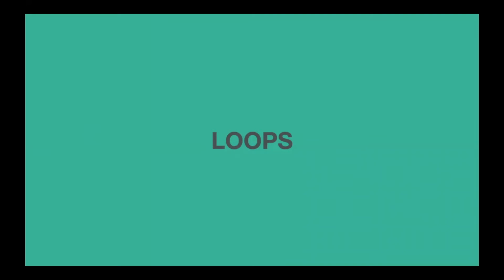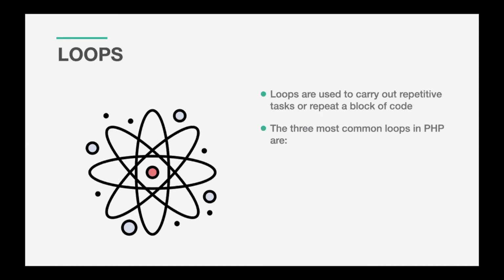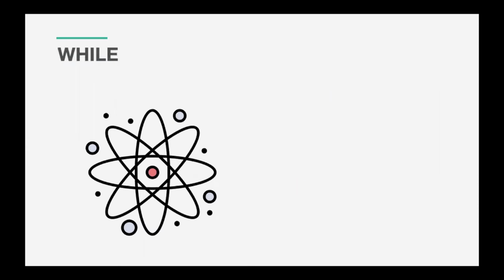All right, so let's go ahead and talk about loops now. So just like in JavaScript, PHP has loops, and loops are used to carry out repetitive tasks or repeat blocks of code. The three most common loops in PHP are the while loop, the for loop, and the for each loop. And we'll go through each of these in turn. So let's first talk about the while loop.